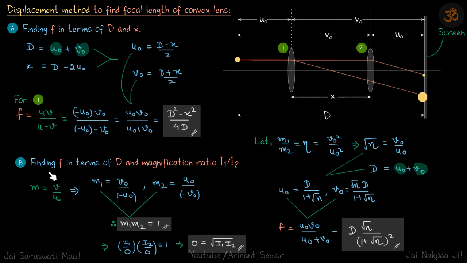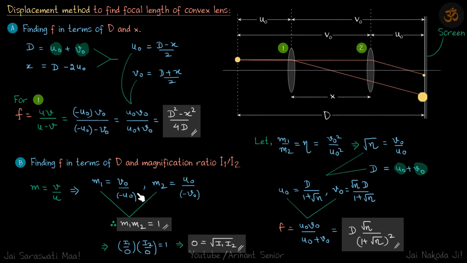Now let's talk about finding focal length. For that, let m1 by m2 be eta. Just like this, here also we got u0 and v0 in terms of d and x and found the focal length. So in this problem also, we will get u0 and v0 in terms of this magnification ratio and d. Let's call this magnification ratio eta. So we have to get the answer in terms of eta and d. This ratio m1 by m2, equal to eta, is equal to v0 square by u0 square.